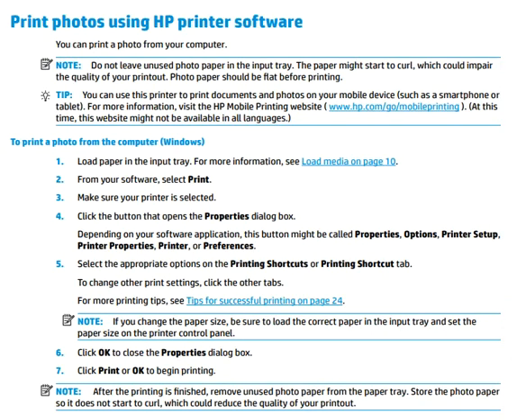The next procedure is to print photos using the HP printer software. You can print a photo from your computer. Here some important notes and tips are available to print photos. To print a photo from a computer in a Windows device, you need to follow a total of 7 steps on the screen. For more detail you can read the screen.